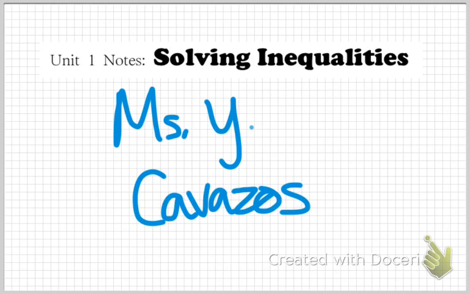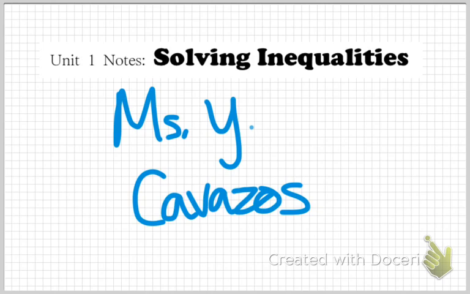We still use inverse operations, and just quick recap. The inverse of addition is subtraction. The inverse of subtraction is addition. The inverse of multiplication, of course, is division, and the inverse of division is multiplication. So we still need that. It's very important. We're still isolating the variable. We're trying to get that variable by itself.